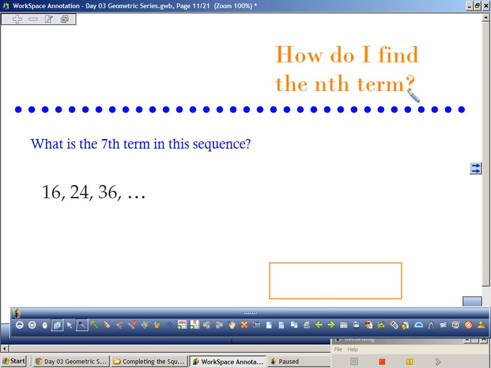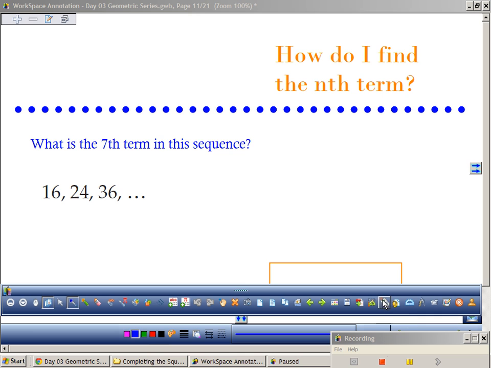All right. How do I find the nth term? So what is the 7th term in this sequence? You guys work on this. It is kind of like review because it's just like what we just did. What did we just do?